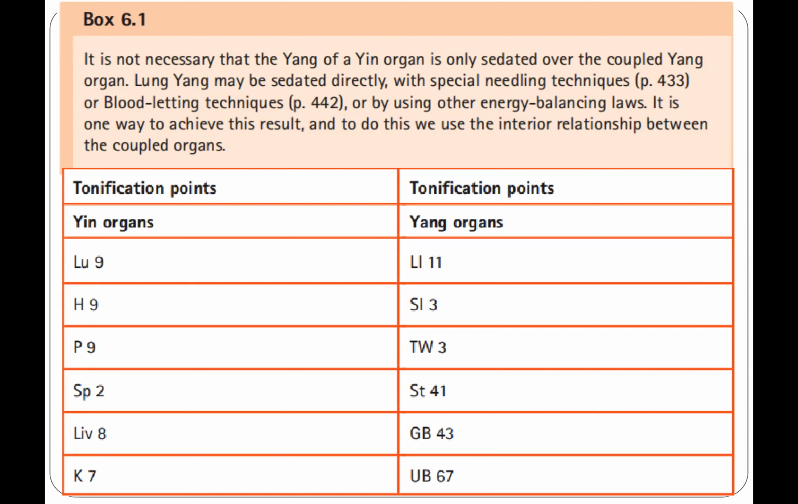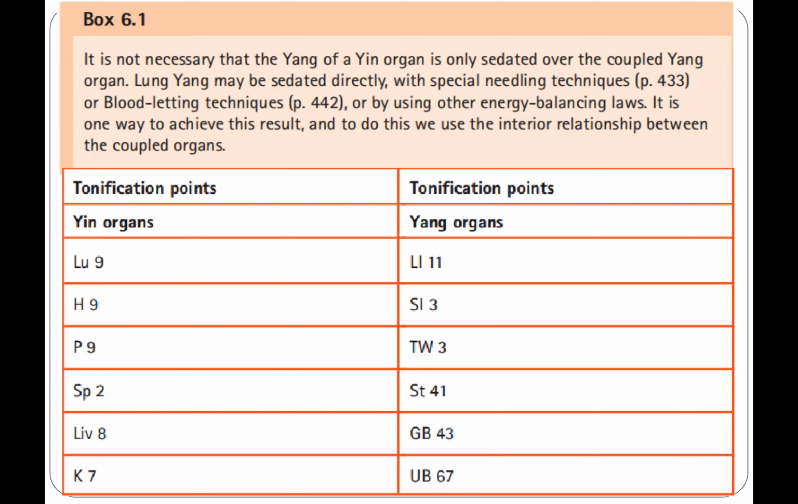For tonification points, for the yin organ, lung 9, you also tonify the yang organ, large intestine 11, its partner organ. Then heart 9, tonify it. So its yang organ, small intestine 3, will also be tonified. If you tonify the yin organ pericardium 9, also tonify triple warmer 3.